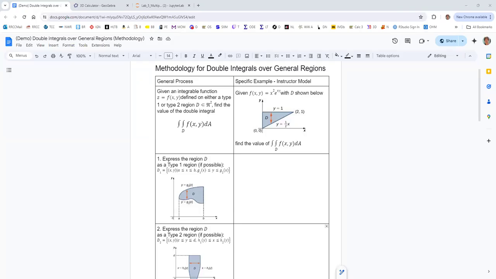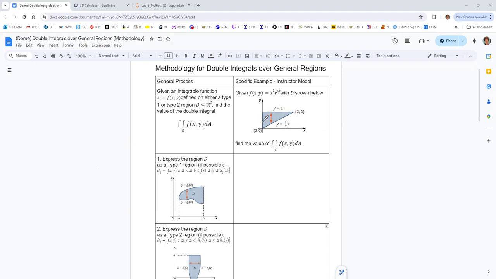All right, in this video, we're going to see the methodology for double integrals over general regions. And the example we'll look at has a function x squared times e to the xy. And we're integrating over the general region D, which is shown in the picture as a triangle.